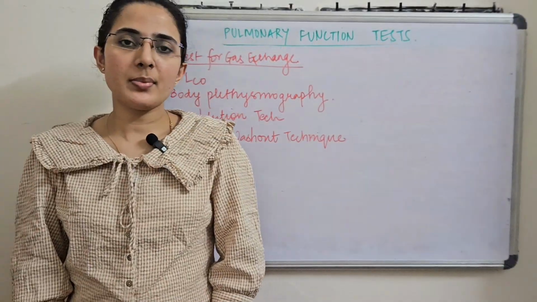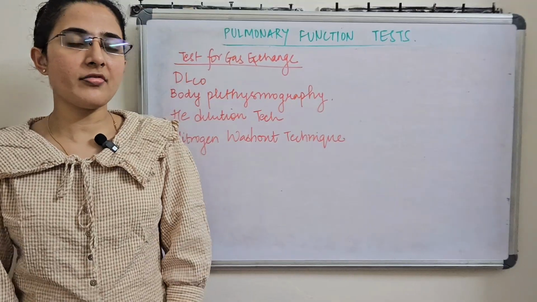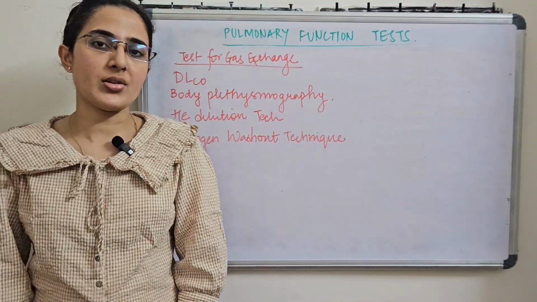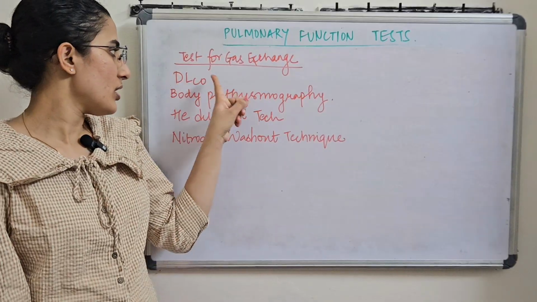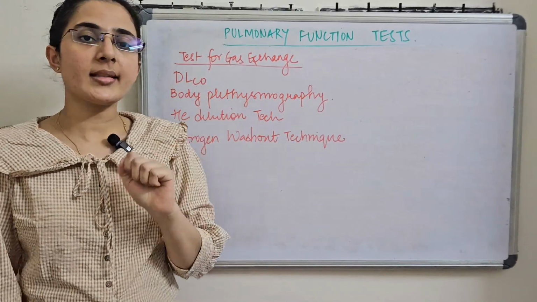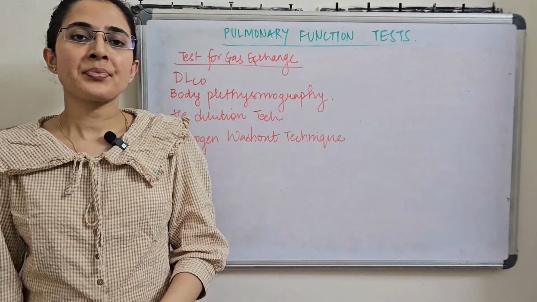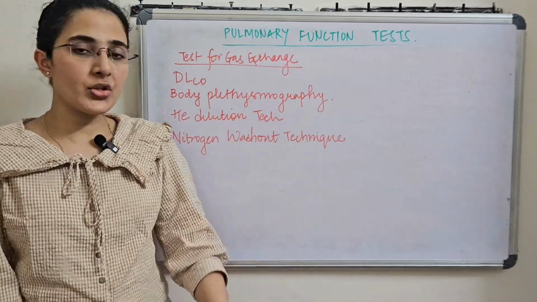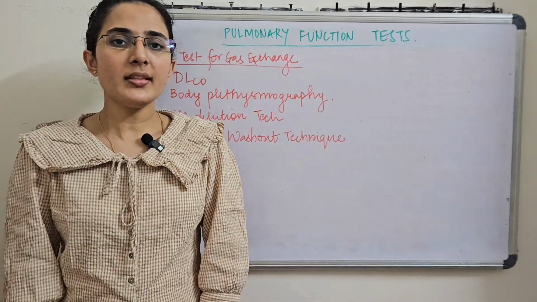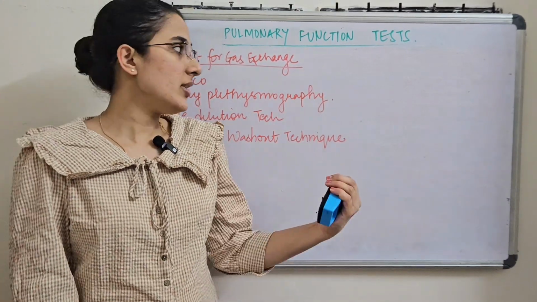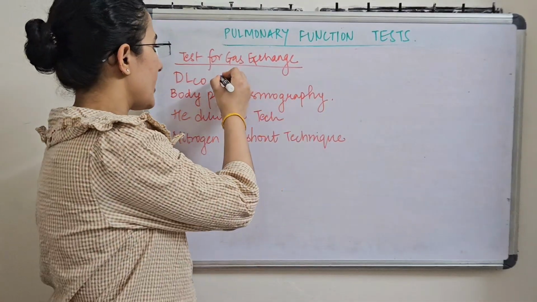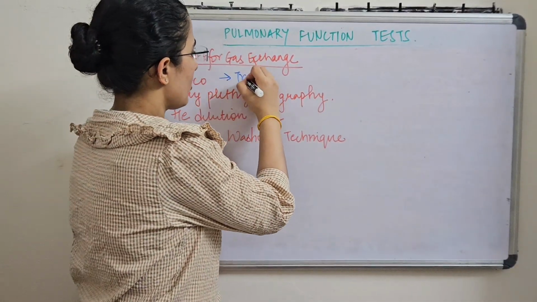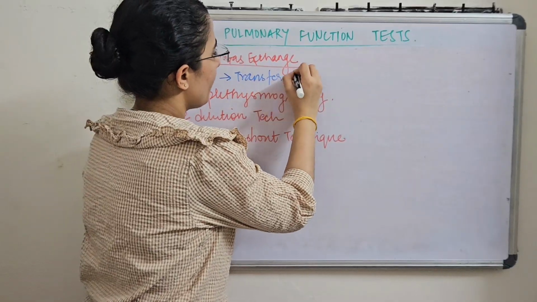The next portion of the pulmonary function test is a test for gas exchange. This includes 4 things: diffusion capacity of carbon monoxide, body plethysmography, helium dilution technique, and nitrogen washout technique. I will tell briefly about each of these. First is the diffusion capacity of carbon monoxide, which is also called the transfer factor.